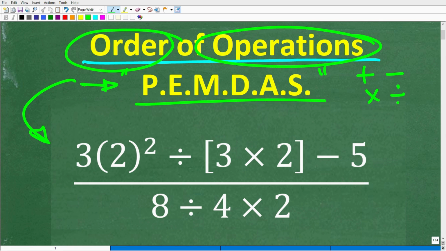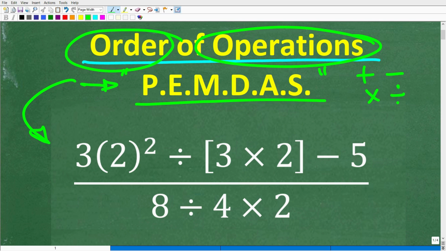All right, now if you want to try this problem, put away your calculator. And the actual problem is 3 times 2 squared divided by 3 times 2 in brackets minus 5. And this is the numerator of a fraction. And the denominator of this fraction is 8 divided by 4 times 2. So if you can figure this out, put your answer into the comment section. I'll show you the correct answer in just 1 second.